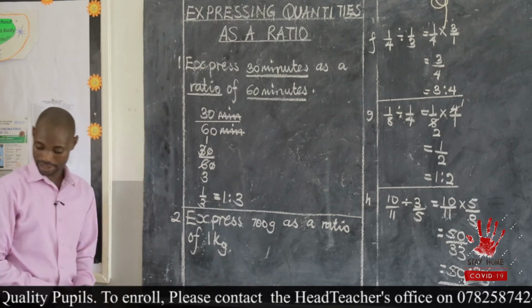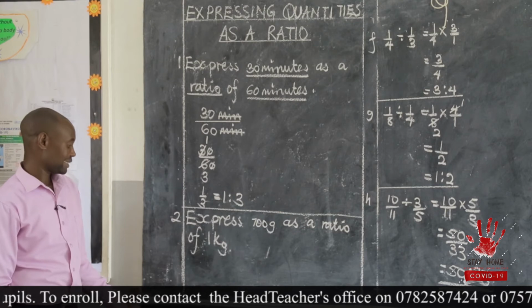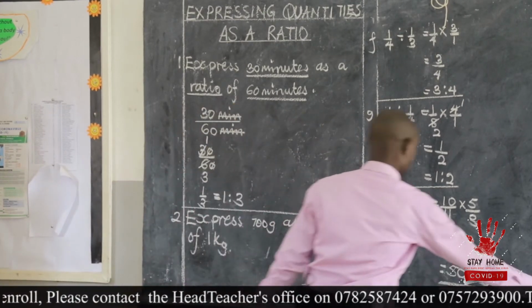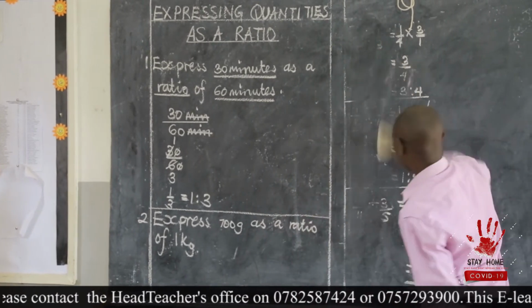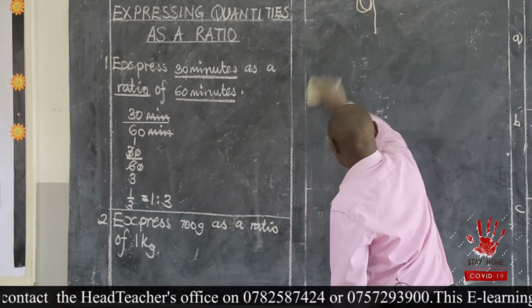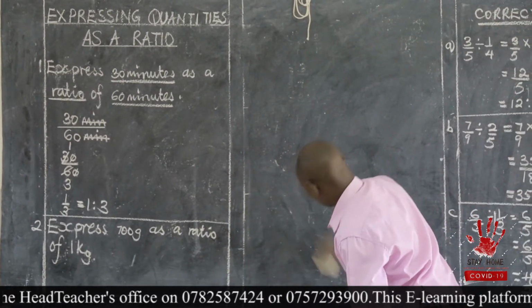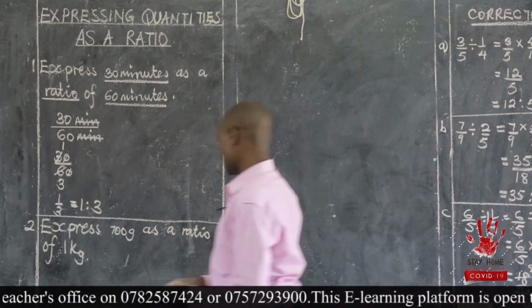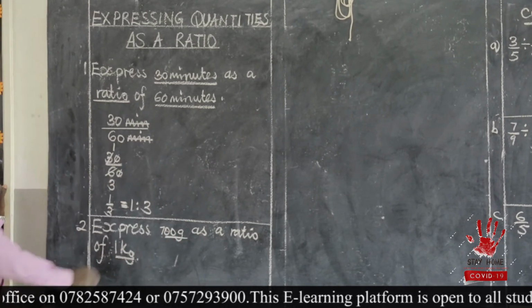We are expressing 700 grams as a ratio of 1 kilogram. Do you remember what I told you at the beginning? I told you that for you to express quantities as a ratio, you should first of all have the same units. So for this case, I have grams and kilograms.